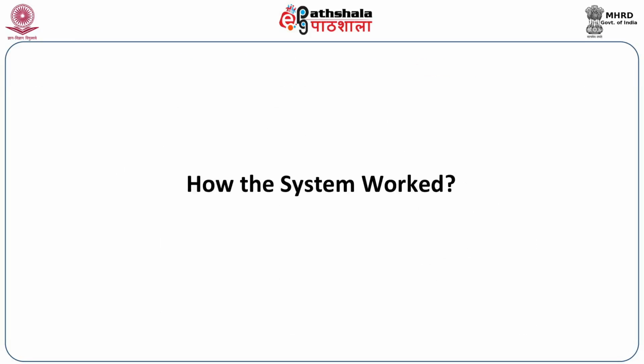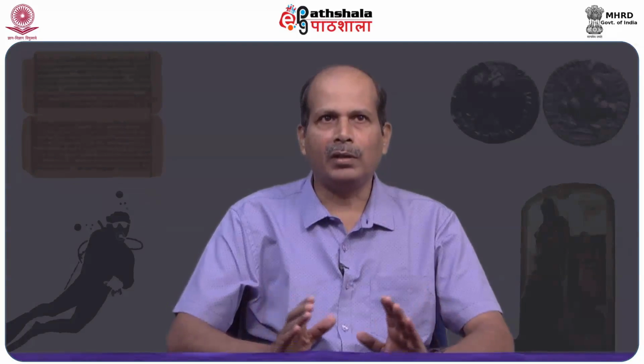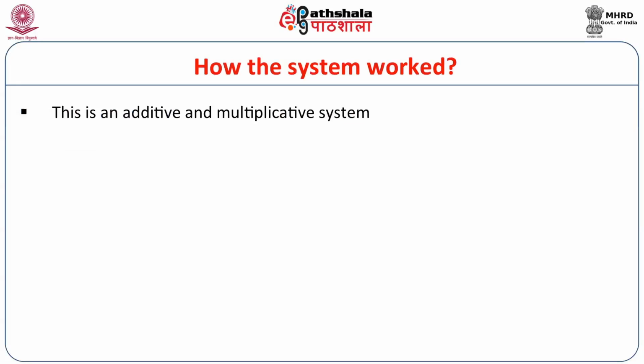And now we shall come to the working of the system, how the system was working. Basically, this system of numerical notation is an additive and multiplicative system. By the words additive and multiplicative, we can gather an idea that it is at the same time an additive and multiplicative system, meaning some numbers are to be added and some are to be multiplied to get the desired number.